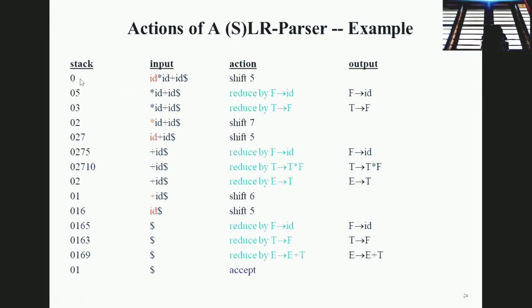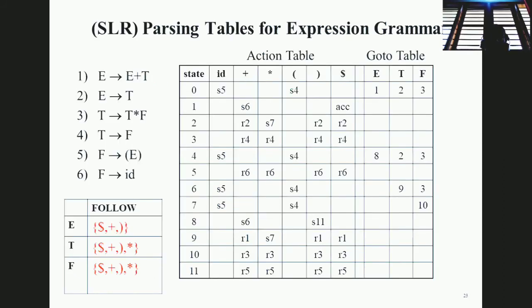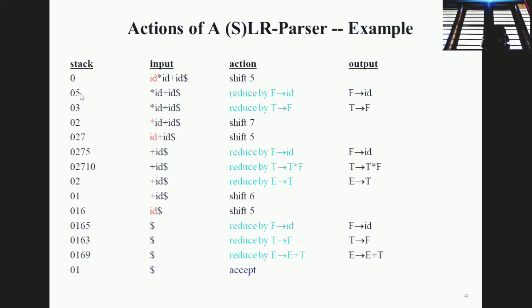Now, for example, initially 0 is on the stack and ID is the input symbol on top of the input string. In this case, you need to look into the parsing table, that is, 0 on ID. You look at the action part since it is a terminal symbol. 0 on ID is nothing but S5. So we shift 5 onto the stack. Now the top of the stack is 5, and the stack consists of 0 followed by 5.